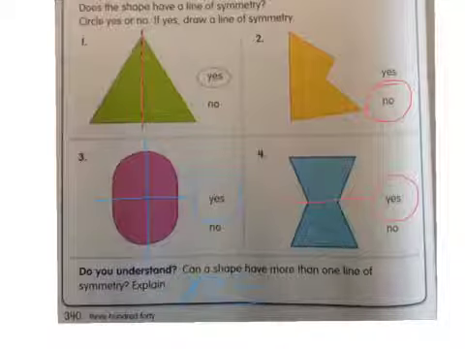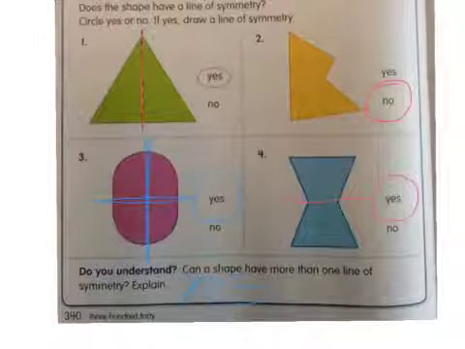Because you can see we've drawn one going down vertically and one going across. So either way, if you were to fold it down or fold it long ways, it would have a line of symmetry. And yes, it would have more than one line of symmetry. Okay?